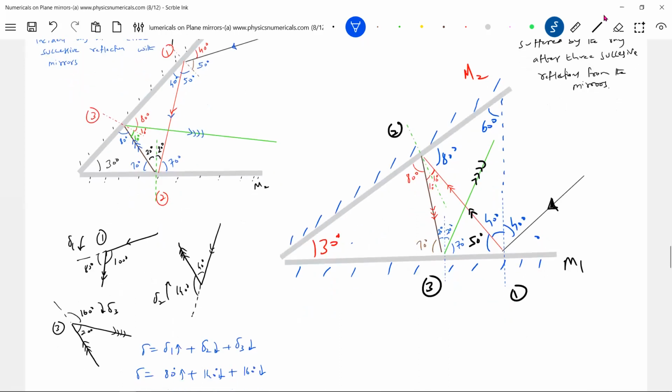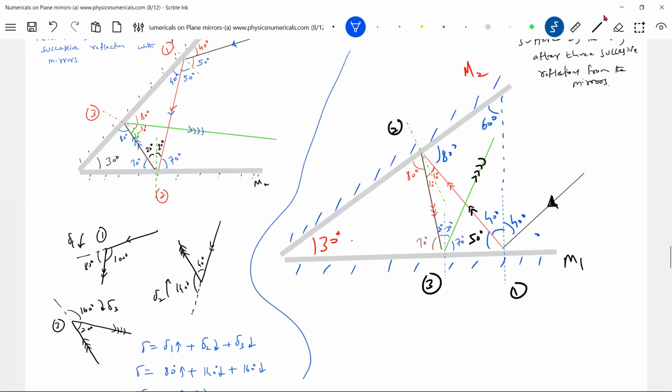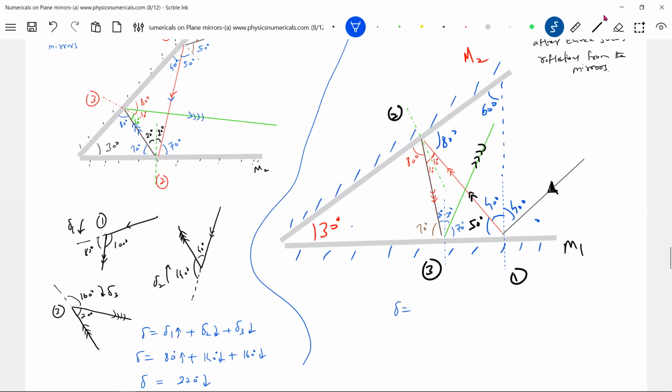So now, similar to the previous problem, the deviation suffered by 1 is clockwise, deviation suffered at 2 anti-clockwise, deviation suffered at 3 anti-clockwise. So there's an incident ray. After reflection, it will move. The ray wanted to proceed further, but after reflection, it will move like this. So this is the deviation, no? 180 minus 80 degrees. So 100 degrees is the deviation.